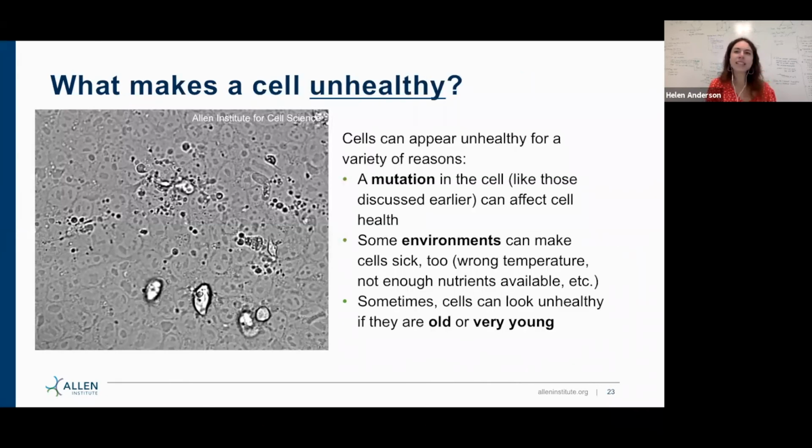Now, what makes a cell unhealthy? Cells can appear unhealthy for a variety of reasons. A mutation in the cell, like those discussed earlier when we talked about cardiomyopathies and progeria, can affect cell health. As well, some environments can make the cells sick too. I mentioned that we grow our cells in a liquid called media that contains the nutrients that cells need to be healthy. It also has to be at the right temperature. And cells can get sick if they get too cold or too hot, or they don't have enough or the right nutrients. Also, sometimes cells can look unhealthy if they're very old or very young.